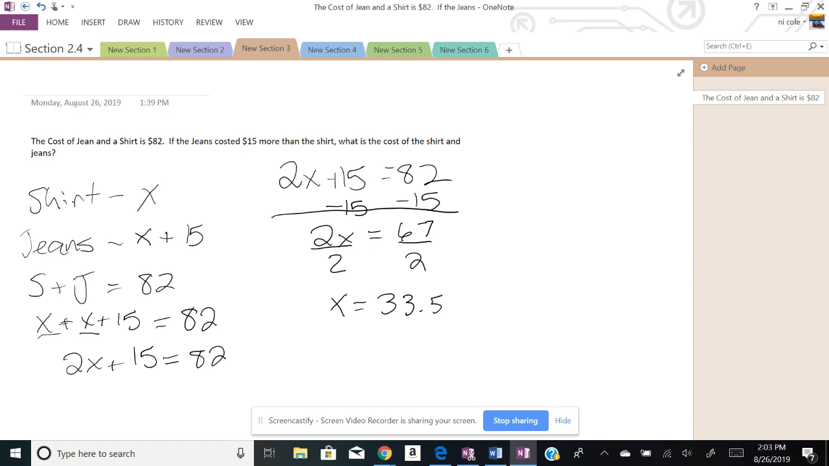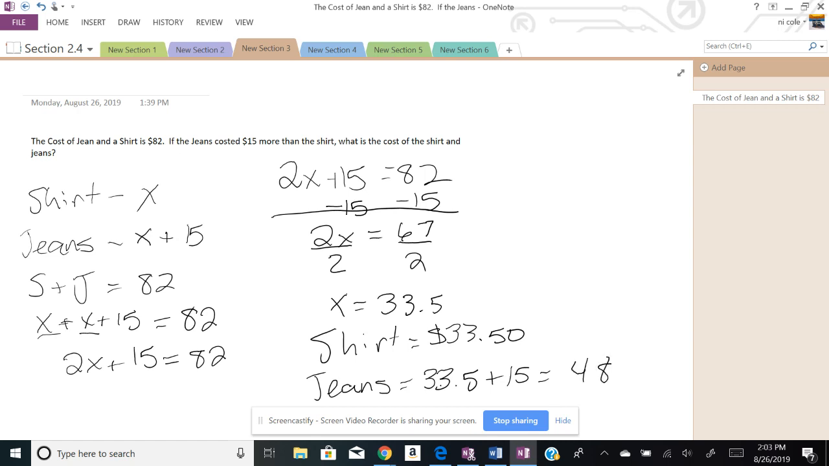33.50. So therefore, my shirt is equal to $33.50. What about the jeans? Well, the jeans are equal to the 33.50 plus 15. Therefore, the jeans were 48.50.